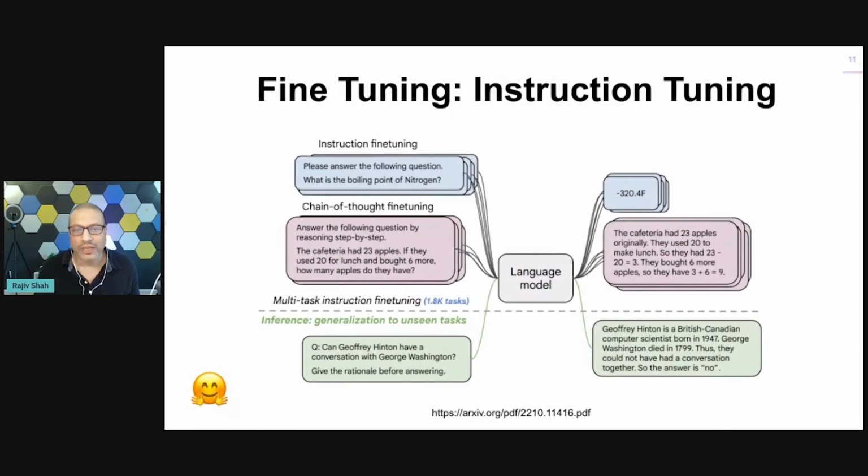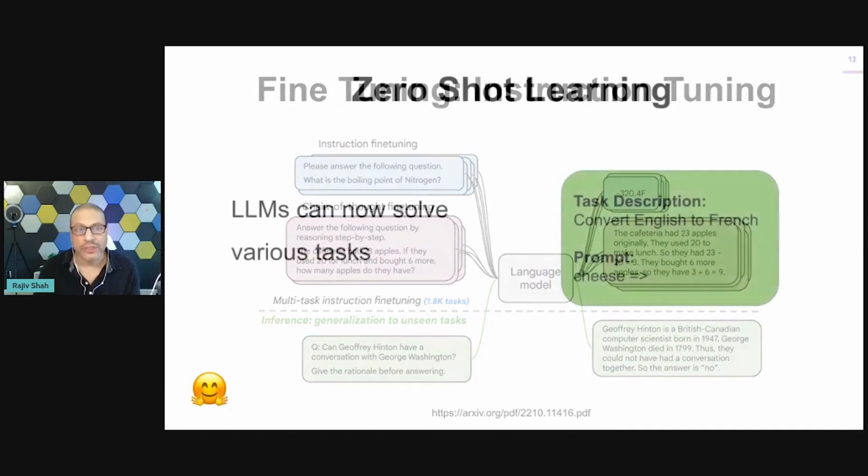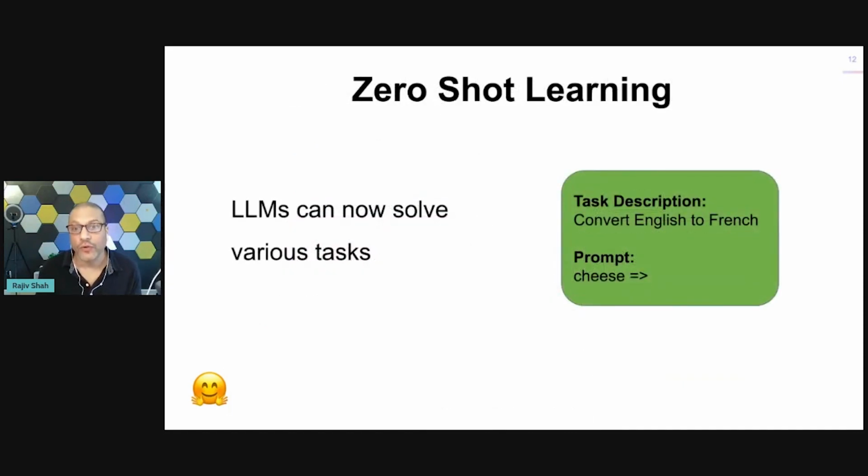But then one of the advances was something called instruction tuning, where we fine-tune the model by asking it particular questions and then showing it what the appropriate response is. In this way, the model learned that when I ask it a particular question, like, hey, will you convert this from English to French, it now knows what the next word should be after cheese in this sentence. And this is an example of zero-shot learning.